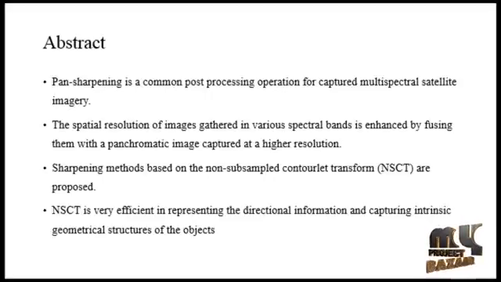Among them are algorithms based on the widely used intensity hue saturation transform. They produce high spatial resolution multispectral images but with color distortion, especially in vegetation areas. The proposed method uses the normalized difference vegetation index to correct pan-sharpened images.